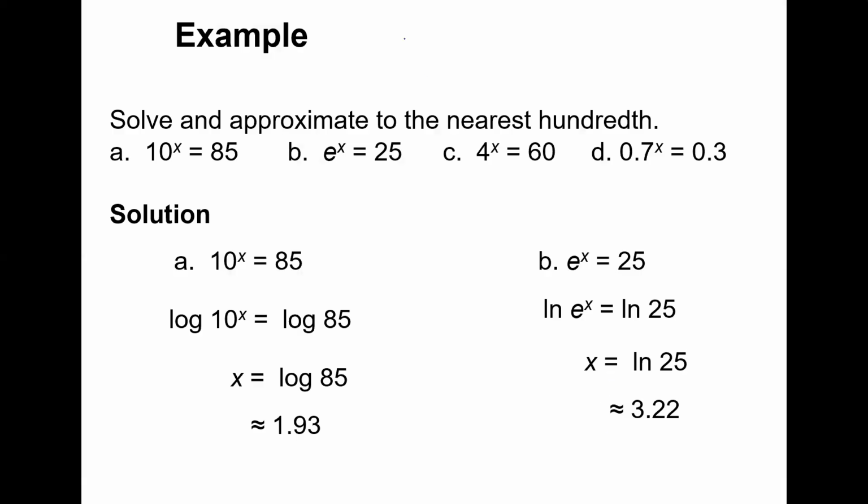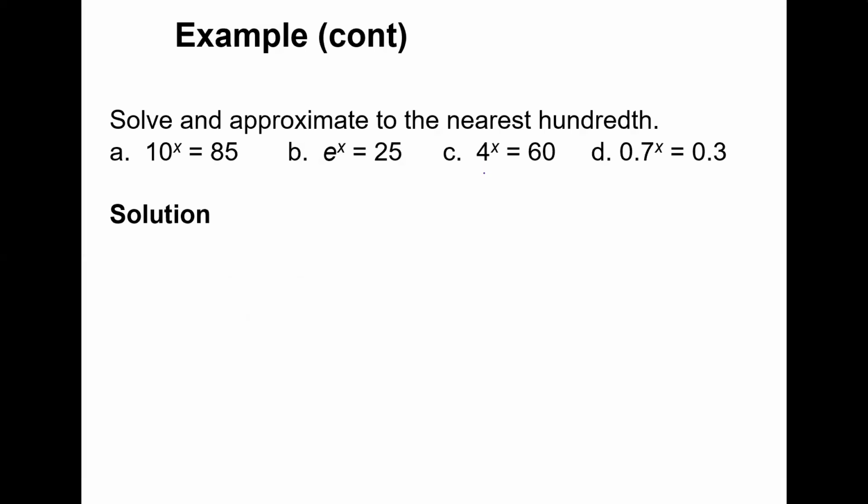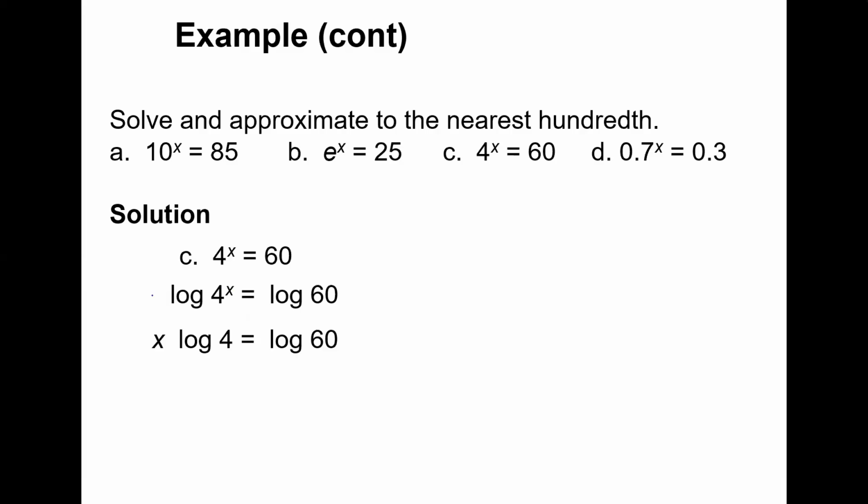Now, the next two we can do different ways. I personally would take the ln of both sides on each one of these because log or ln is not going to matter. So we're going to show you one way with log. We'll take the log of it, bring that down, and now we have x log of 4. Now that is not 1, so we have to divide by the log of 4. Then we can plug that into our calculator and we get 2.95.